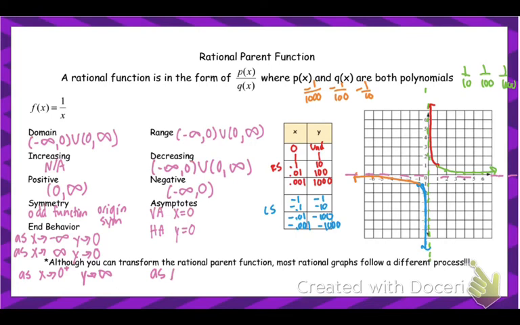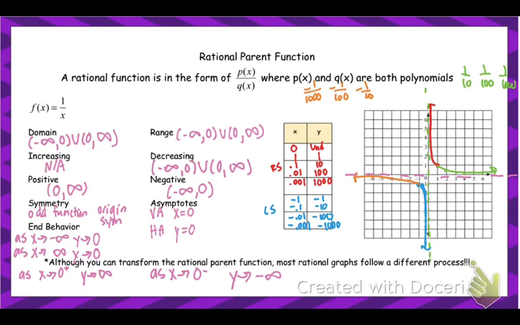Then I can look as x approaches 0, I can put a little negative. That means the left side of my graph. Well, the left side of 0, as I get closer to 0, those values are again getting smaller. So y is approaching negative infinity.